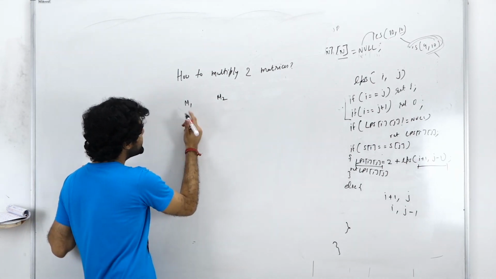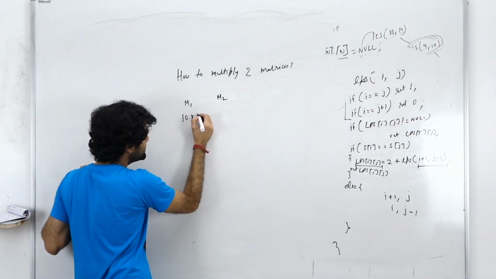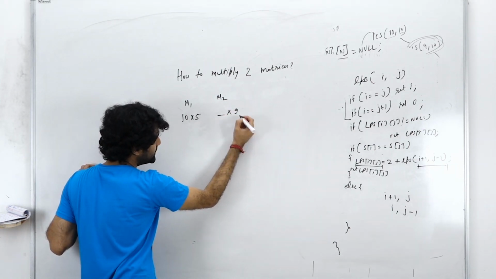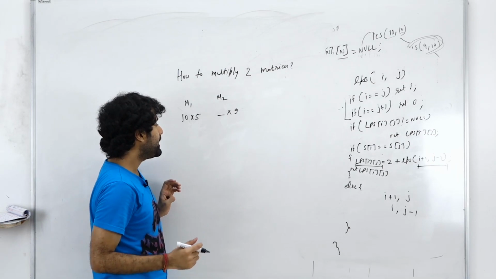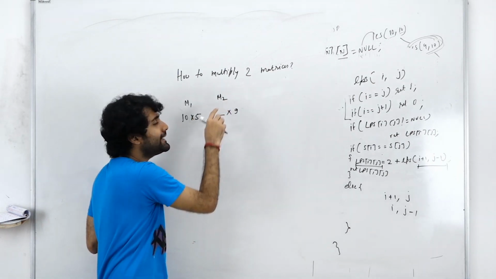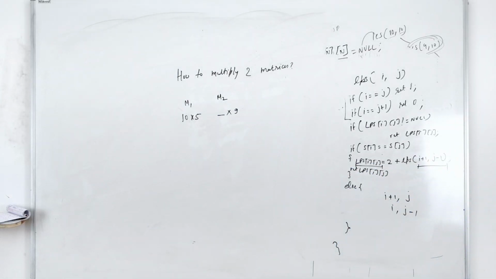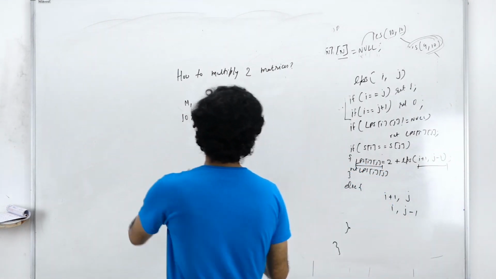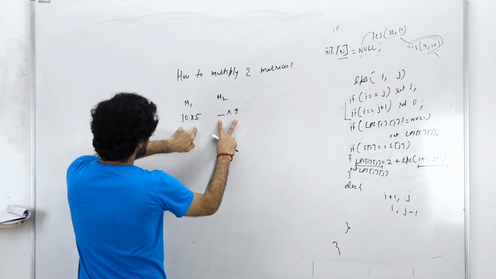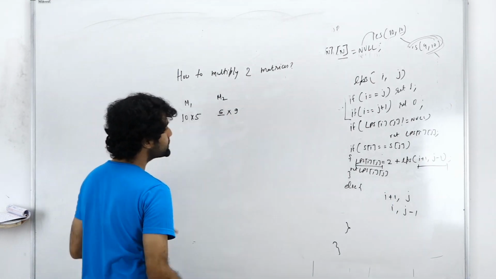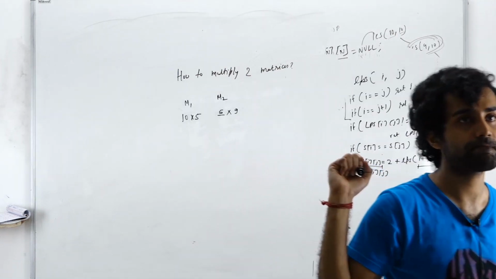So this matrix is of dimension 10 cross 5 and this is of dimension something cross 9. Can I always say that M1 and M2 will be multipliable? Can they always be multiplied no matter what their dimensions are? No, right? So in order for multiplication of this matrix and this matrix to happen, the number of columns here should be equal to the number of rows here. Yes or no? Do you remember this thing?